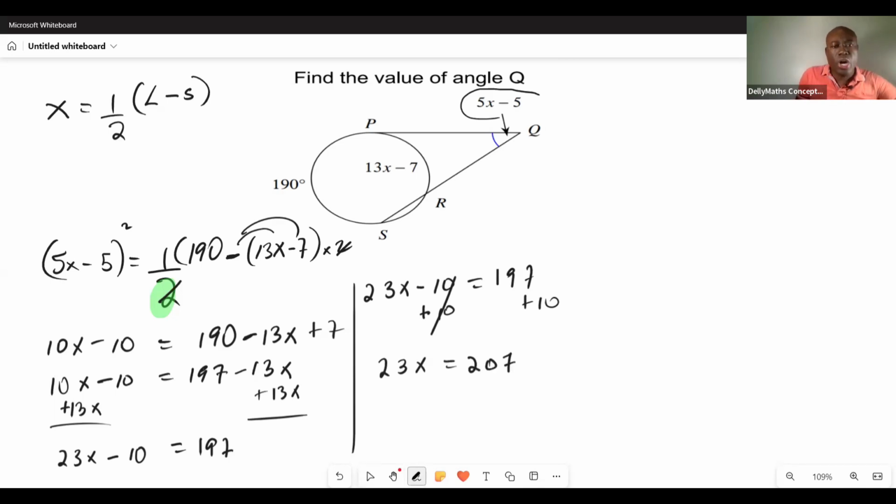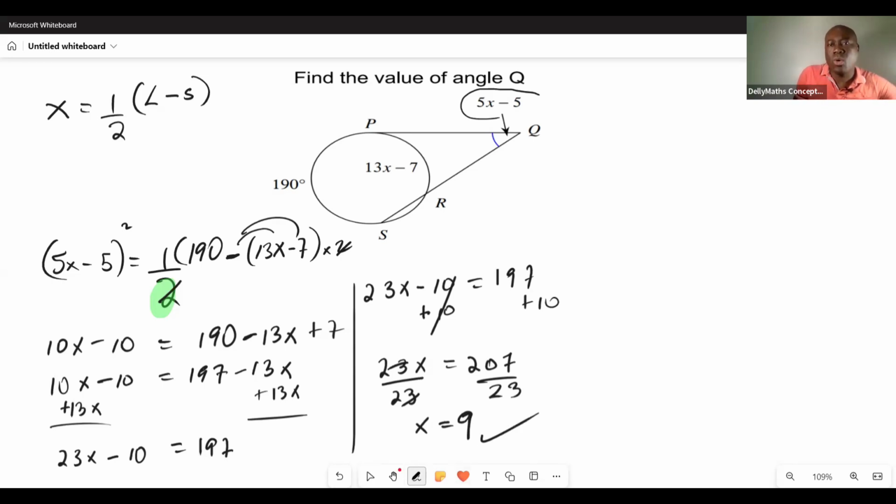207. Now, to find x, 23 is multiplying the x, so I'm going to divide both sides by 23. So x has a value of 9. So x is equal to 9.